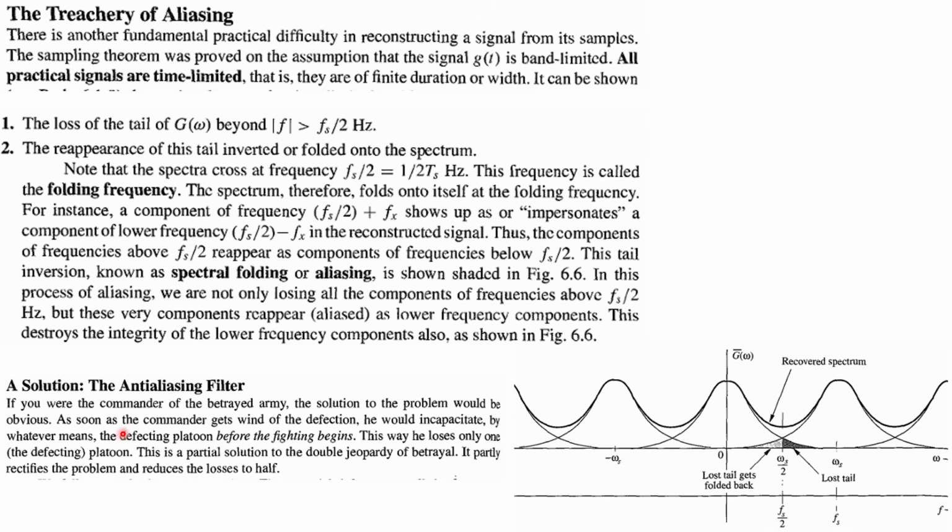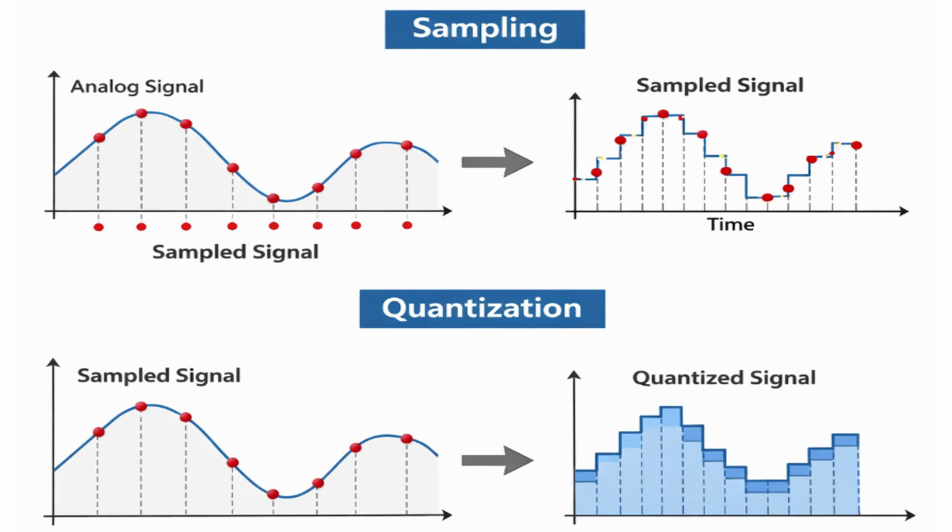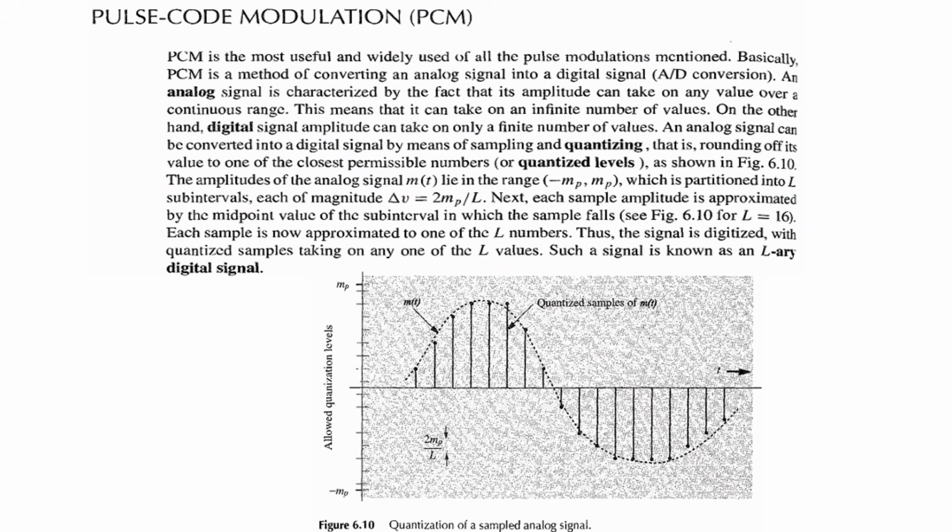So we can use the anti-aliasing filter that can remove these regions, the entire excess bandwidth. So definitely you will lose some information, but at least you can reconstruct the message. So you can use this. Okay. So sampling means sampling the data on the x-axis. Quantization means quantizing the data on the y-axis, and finally this leads to the PCM.